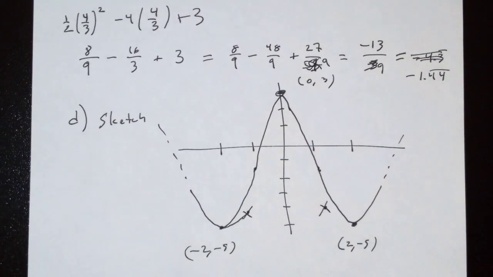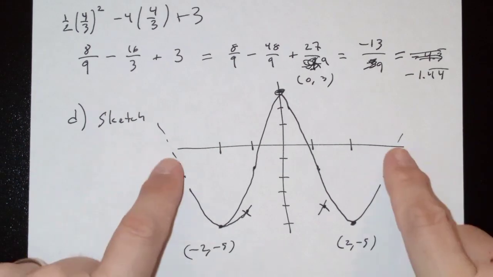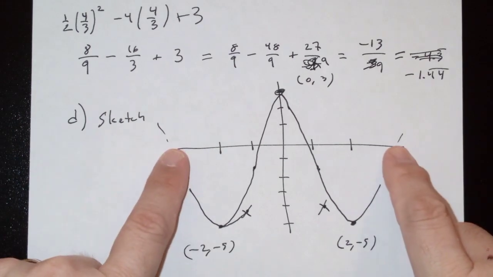The piece I didn't get in this section that I would get in section 5 is the intercepts. That would be able to be found here, but I don't know what they are. I didn't solve them.